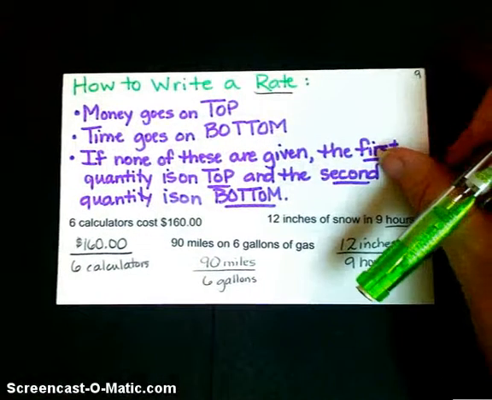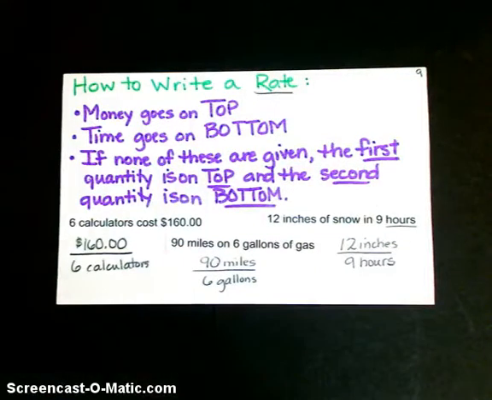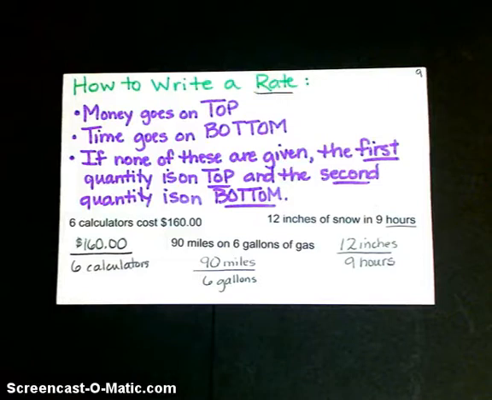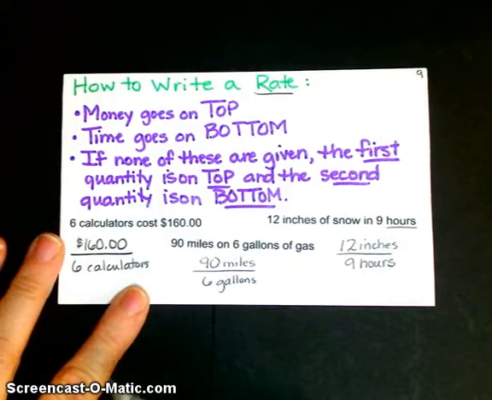We ended on this particular slide where I told you that the way that you're going to write a rate is money goes on top, time goes on bottom, and if you do not have either one of these elements, whatever they give you first is on top, and whatever they give you second goes on bottom. And these were the three examples that we had.